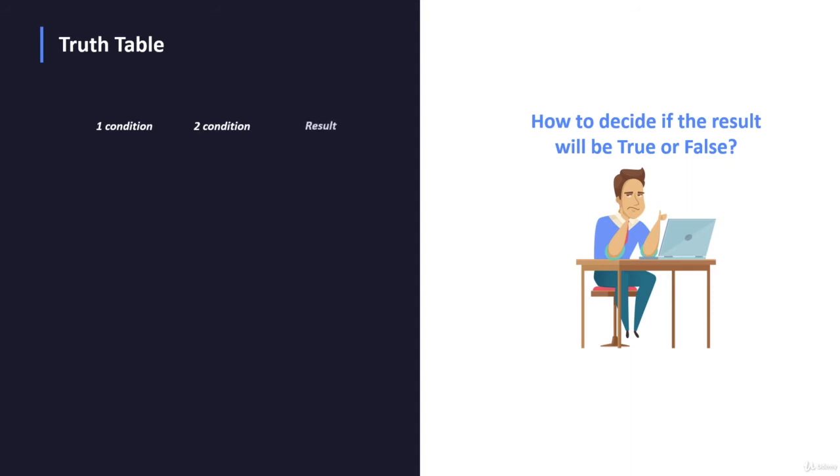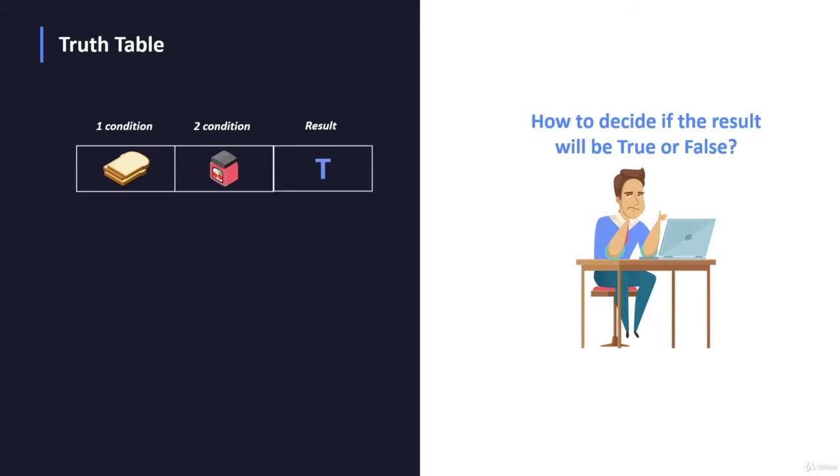Now let's see what would be the result of using an AND logical operator on both of them. So if you have a slice of bread and you have a spread, then it means you can make a sandwich. So it means that if both of these subconditions are true, then the overall result is true. You can make a sandwich.